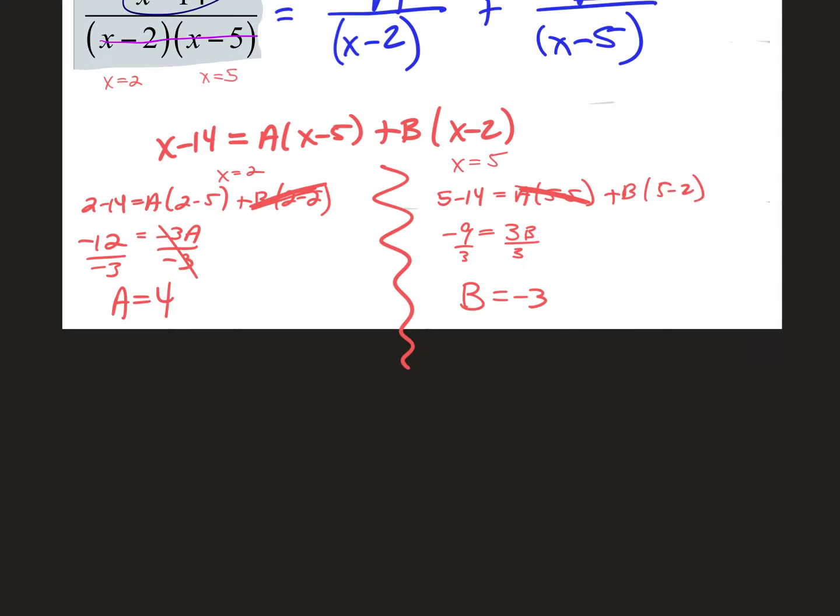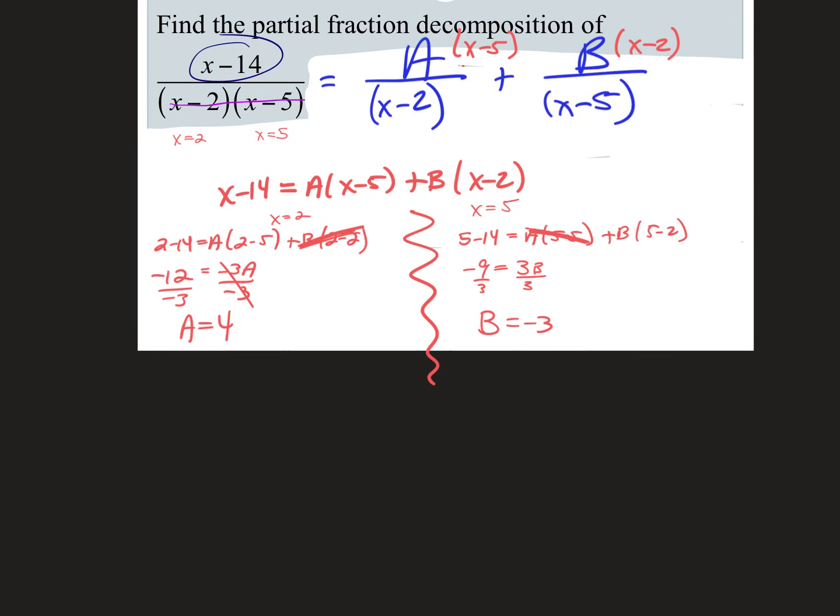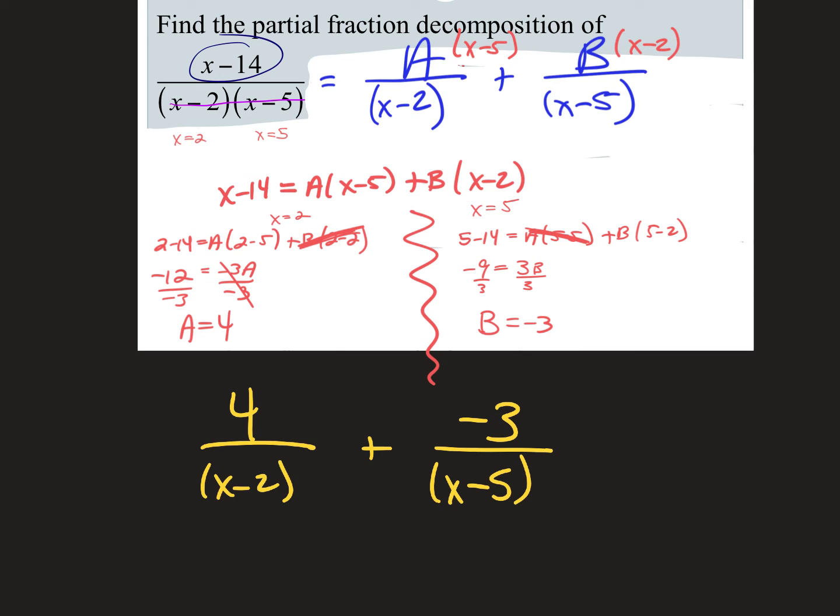Negative 3. Good. So now we go back to our original where we broke it up. My first fraction was x minus 2, my second fraction was x minus 5. What was the value I found for A? 4. And for B? Negative 3. You can write it like that, or I could change the sign in the middle to a minus sign. And then to check it, you just multiply 4 times x minus 5 and negative 3 times x minus 2. But there is your partial fraction decomposition.